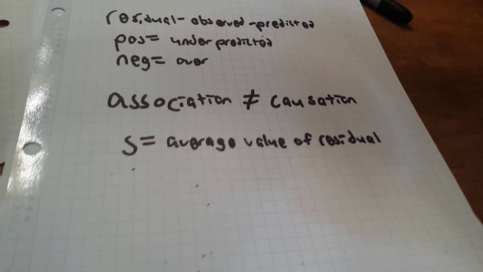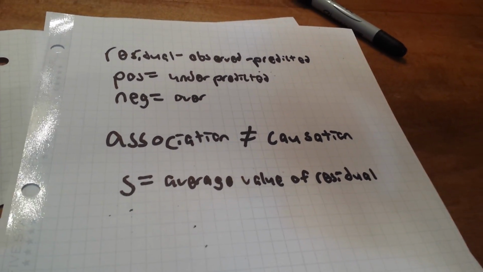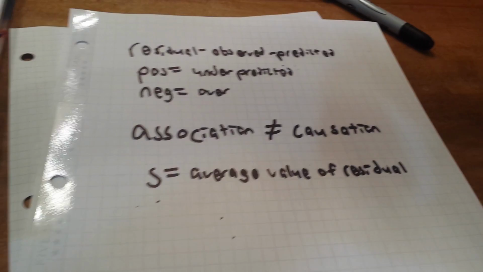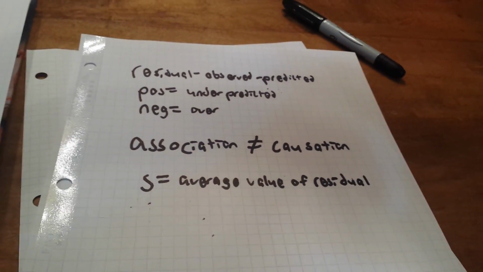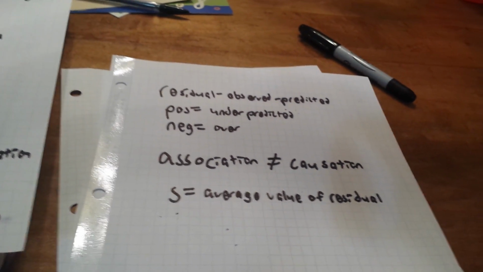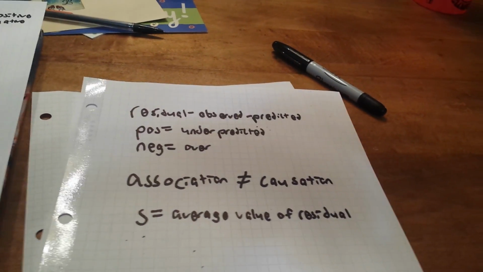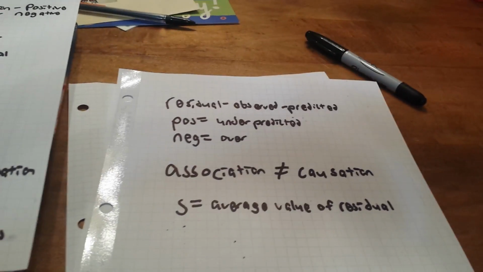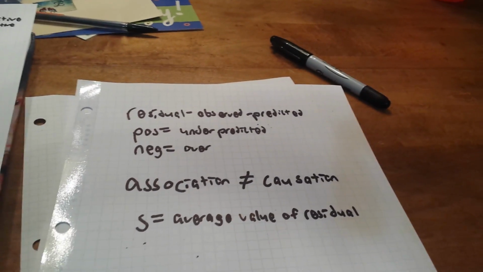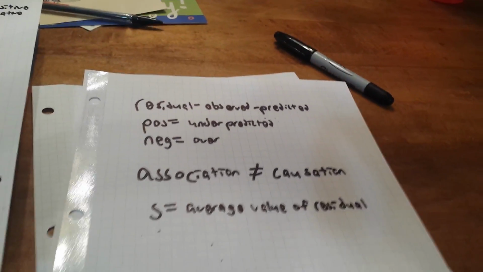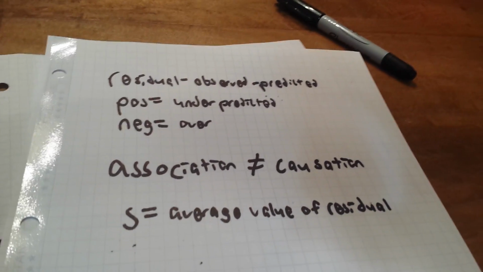s is the standard deviation of residuals, and it tells us how far off the average point was from the regression line, so a smaller s value would indicate a more accurate line.